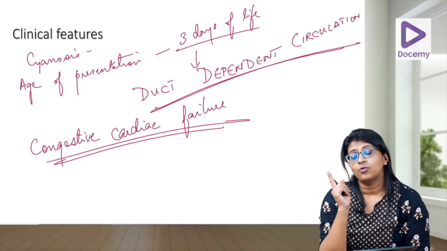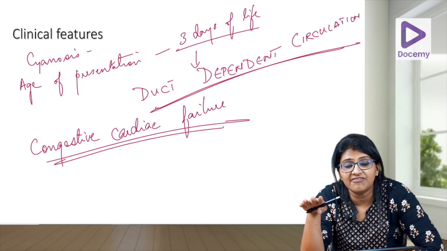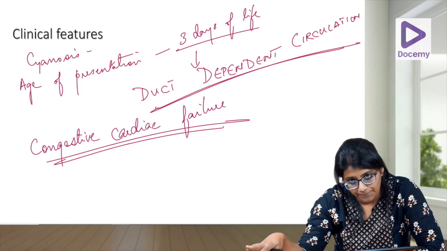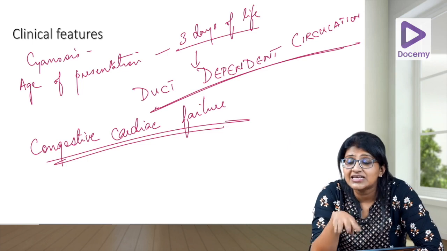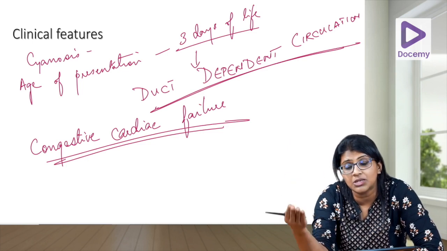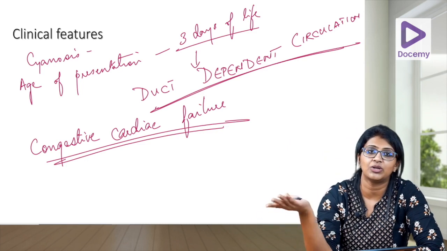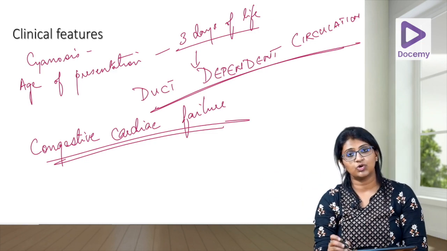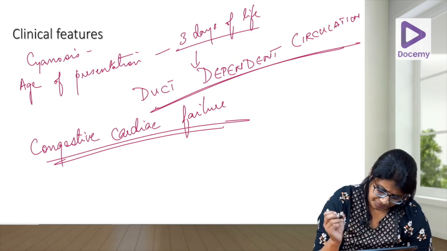And remember, when we talked about ACHD, acyanotic heart disease, we said that CCF will usually present when the pulmonary vascular resistance starts to drop and there can be flow into the lungs. In this case, the pulmonary vascular resistance need not drop. So they can present you much earlier with CCF, but the CCF will get more pronounced as the pulmonary vascular resistance drops. So this is an important thing you've got to remember. They can present you with congestive cardiac failure and they will have cyanosis.